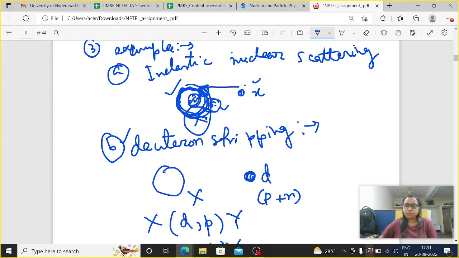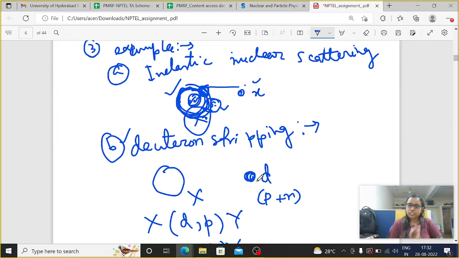So what is deuteron stripping? In a deuteron stripping reaction, the projectile is D, the deuteron, composed of a proton and a neutron. Now what will happen is that among the proton and neutron, let's say the neutron will go to hit the target nucleus and the proton remains as it is. It may be possible that the target nucleus totally absorbs the neutron, then it will make a different nucleus as a residual nucleus, and the outgoing particle will be the proton. So this is deuteron stripping, and it is also a direct reaction.